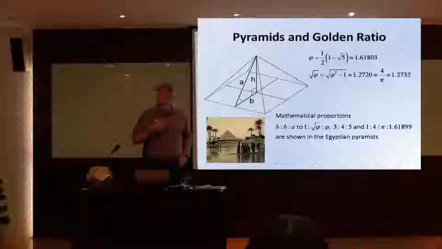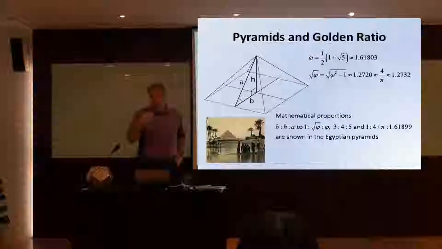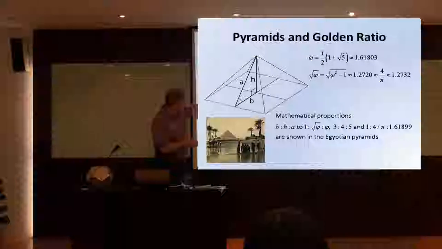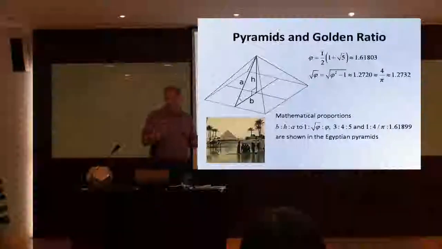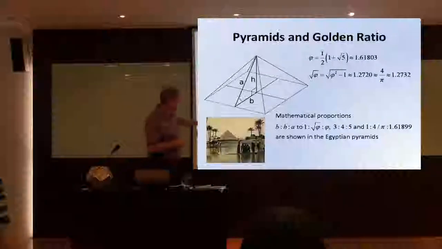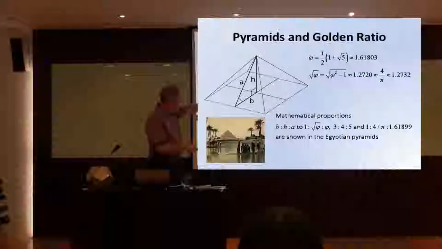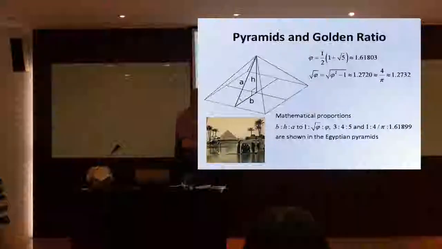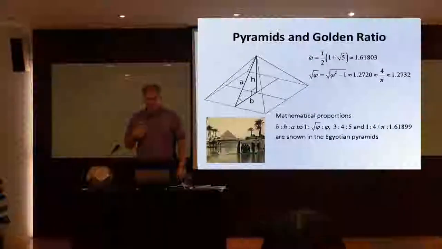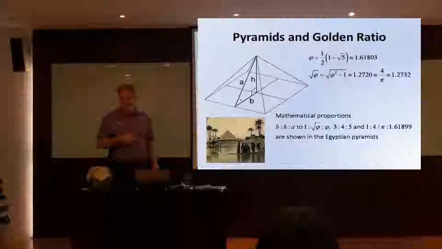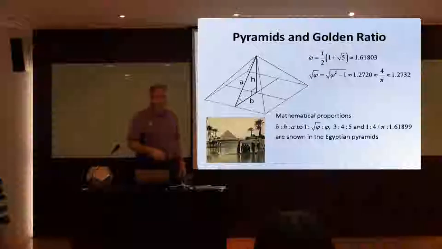Pi, as you know, is the most famous or the most important number in mathematics, really. 2 over phi, and also you see 3, 4, 5. You all know 3, 4, 5 is the easiest Pythagorean triple. And the other one you see is 1 to the square root of phi, which is 1.61899. Actually, this is really the same as that. So these come up. We don't know why in the pyramids, because we don't know why they created them like this. Maybe it's more beautiful.